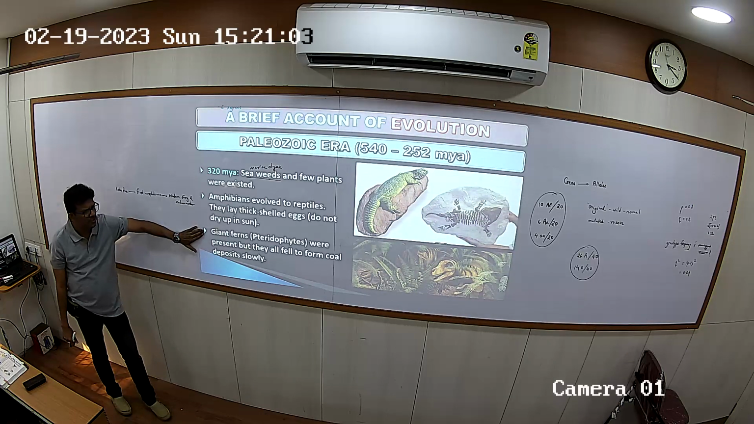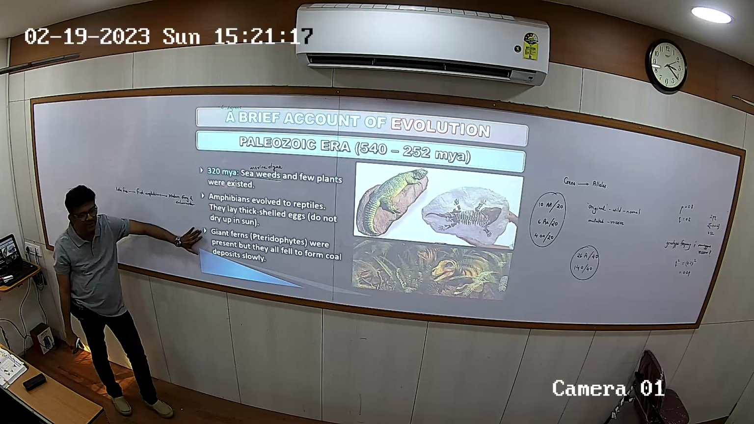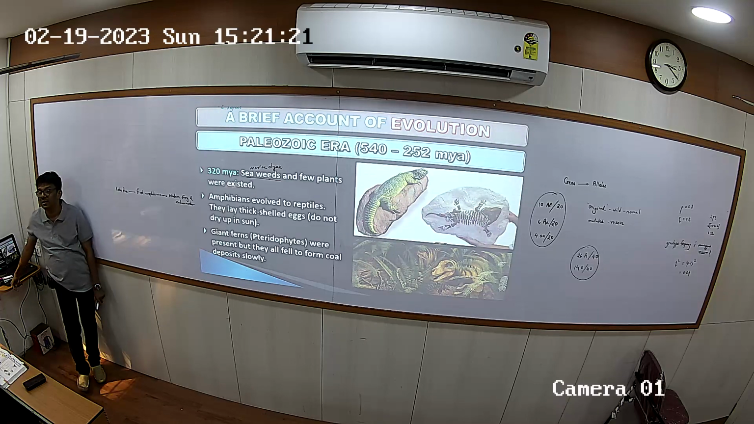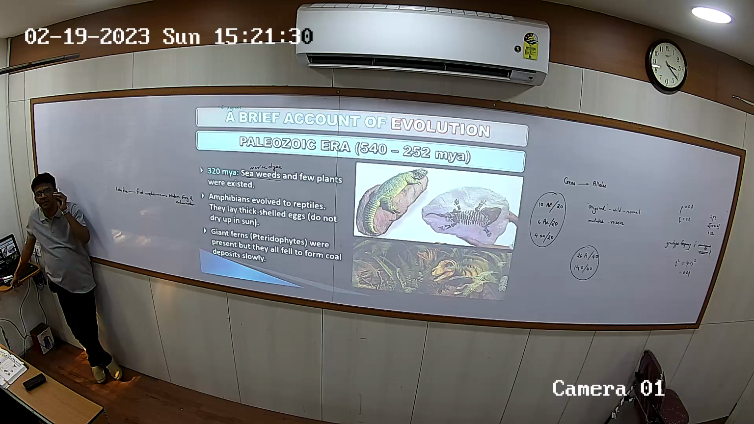Giant ferns such as pteridophytes were present, but they all fell to form coal deposits. Coal, one of the examples of fossil, is the remnant of these giant ferns, pteridophytes. Also, during the evolution of pteridophytes, there were some ferns which produced seeds. Modern ferns or pteridophytes don't bear seeds. But in the evolutionary history of plants, there were seed ferns.